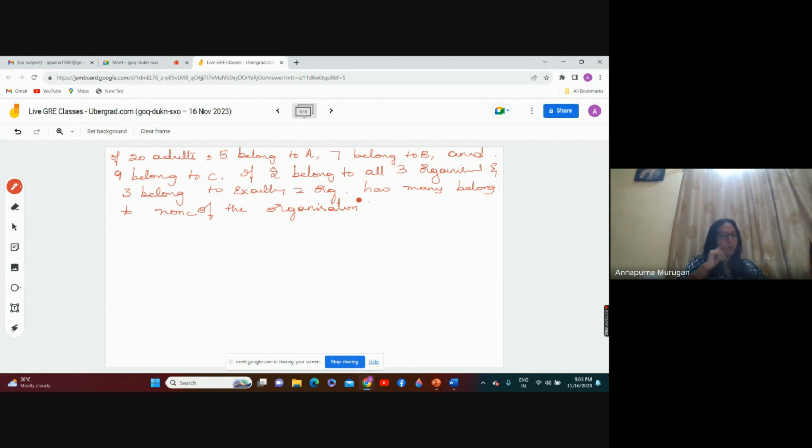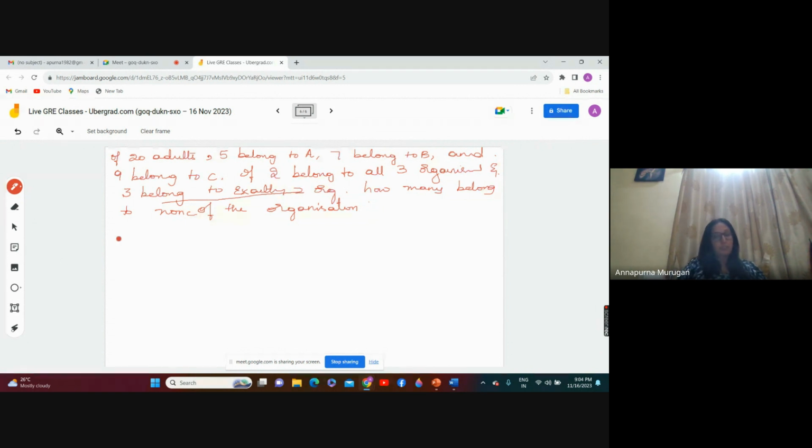Which one? Second formula or first formula? We need to use the second formula, isn't it? Why? Because we have exactly 3 belonging to exactly 2 groups.